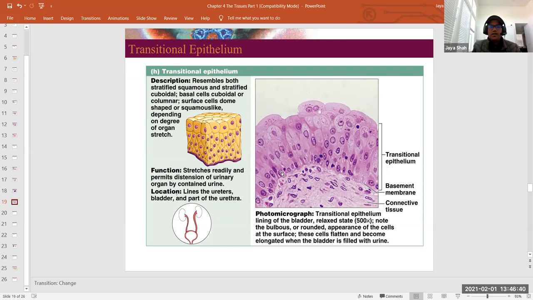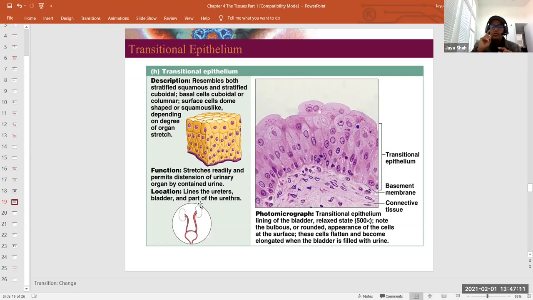Some cells are columnar here, some are flat, and on top you can see some cells are round, cuboidal, some flat, and they change the shape of the cells based on whether it is stretched or relaxed. That kind of tissue is called transitional epithelium because the cells transition in shape from one side to another based on stretch.